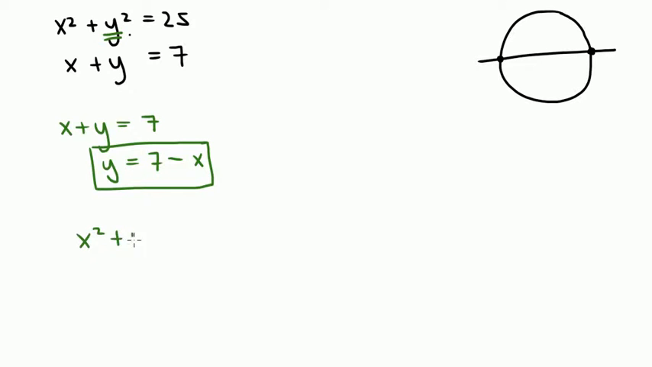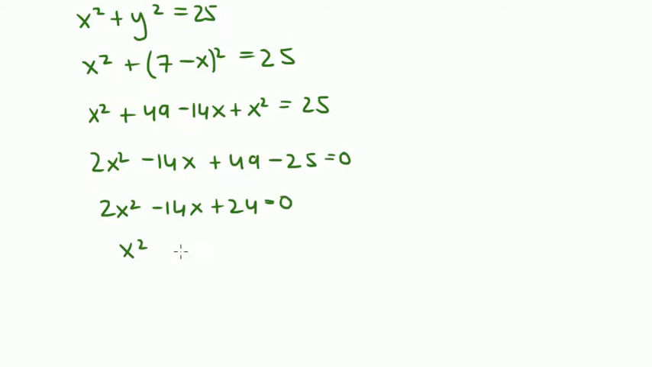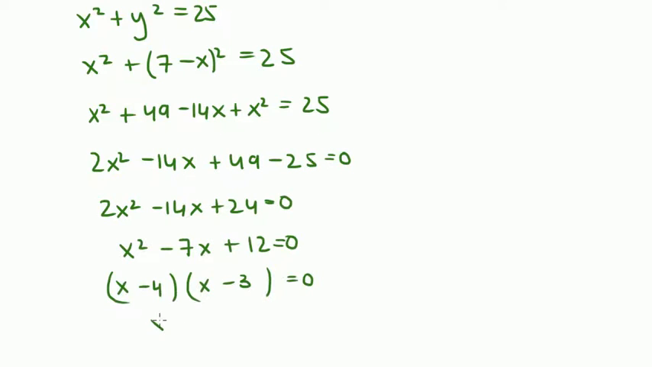So we have x squared plus y squared is equal to 25. So instead of y squared, we now have 7 minus x all squared. So we just multiply out our brackets and simplify to find our values for x. And we get x is equal to 4 and x is equal to 3.